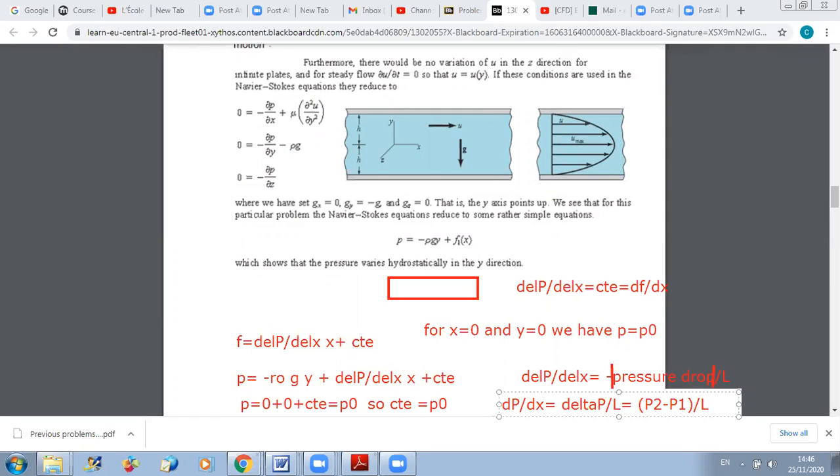Or if you want, they put the minus because they took the absolute value, as if they wrote minus P1 minus P2 over L. So it's just a way of writing, but the result is the same. dp by dx will be negative. Okay, it will be negative because we have a pressure decrease with x. Any other question on this?